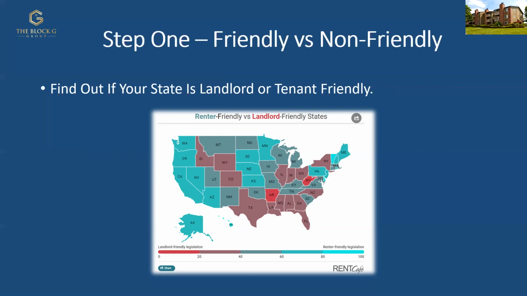Okay, on the screen there is a map from Rent Cafe. It's no longer available because they were bought by Yardi, so now you have to pay for the information. But I'll show you how to get the same information for free. But I love this map. This shows you landlord-friendly and renter-friendly states, right?